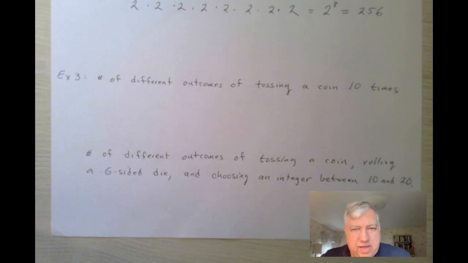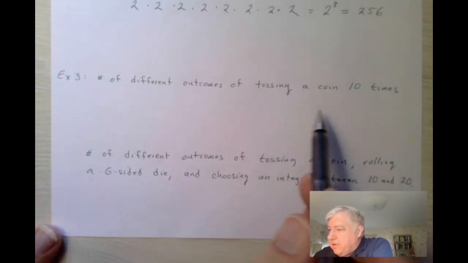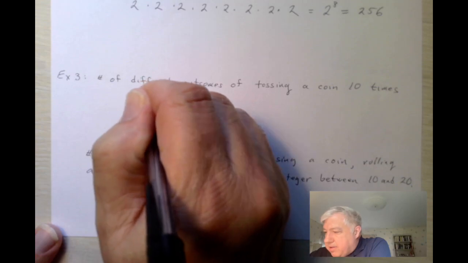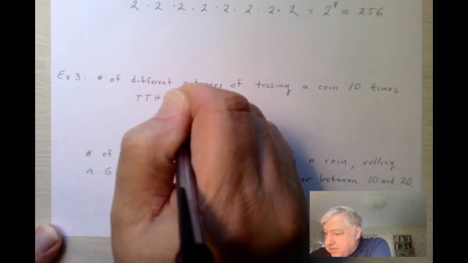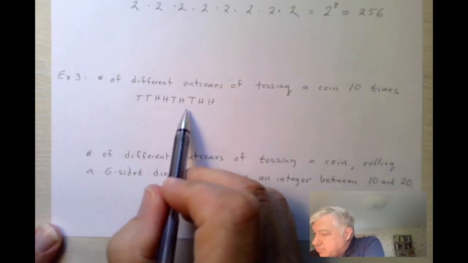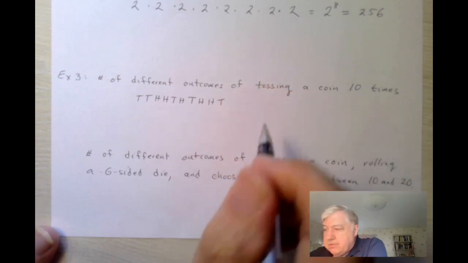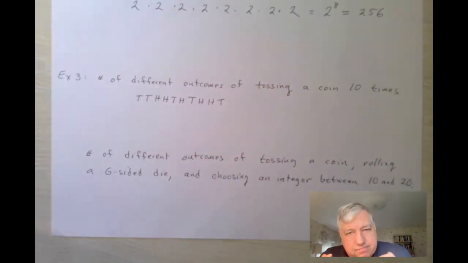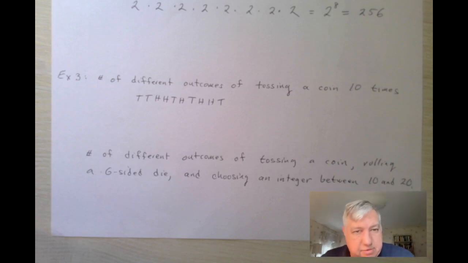All right, another example. Let's say the number of different outcomes of tossing a coin 10 times. Well, it's kind of the same thing. What are the possible outcomes of this? For each toss, there's only 2 outcomes, heads or tails, right? So the result of a trial would be something like this: tails, tails, heads, heads, tails, heads, tails, heads, and let's say tails. So we can describe each outcome like this as a sequence of 10 symbols where they're either heads or tails.